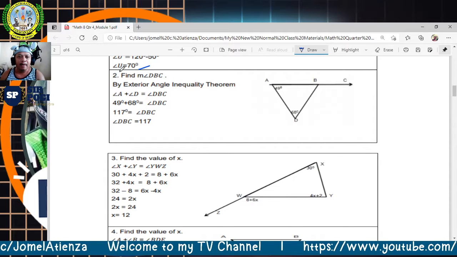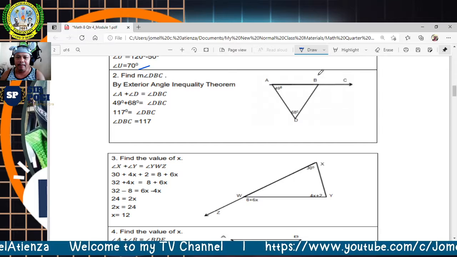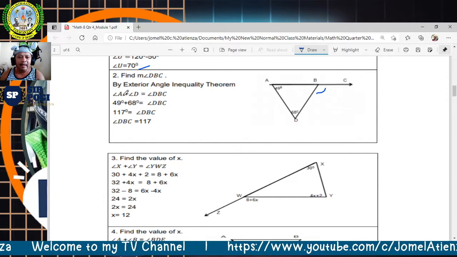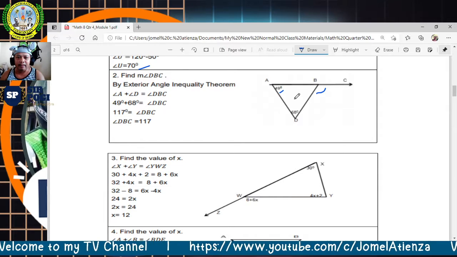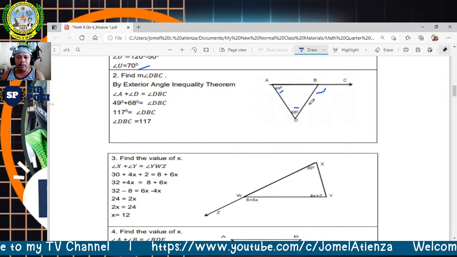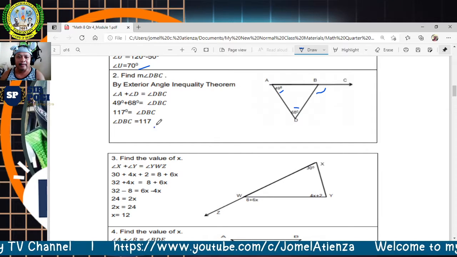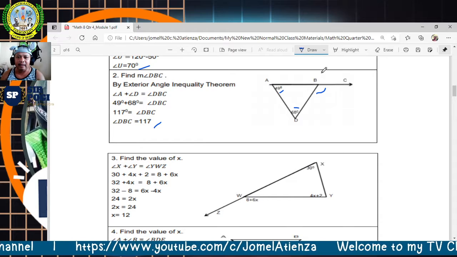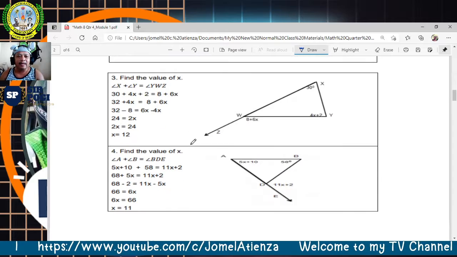Another one. Find the measure of angle DBC. This is what we are looking for. So, angle A plus the measure of angle D. This is our angle A, 49 degrees, and then 68 degrees, which is equal to DBC. So, therefore, we have 117 degrees. That is the measure of our angle DBC. Right? Easy lang. Another example.